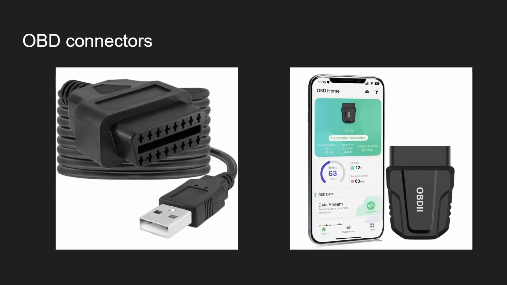So here's two types of connectors. The first is a very basic one, just a USB one. So that just plugs straight into the port and straight into your computer. And then on the right we can see one of the latest developments is a Bluetooth connector. So you plug it into the car and then you've got an app which shows you data, as we can see here.